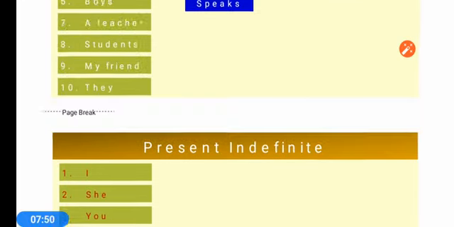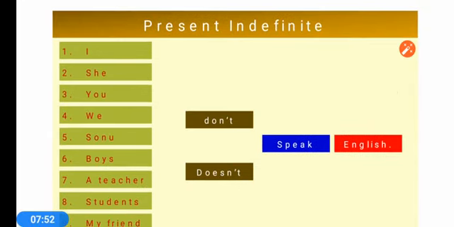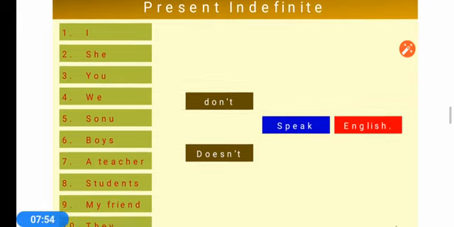Next one I am just giving you for practicing. You have to do that one. Take a few seconds quickly and try to match the answer, what should be the answer. With I, what will be there? With she, you, we, Sonu, boys, teacher, students, my friend, they, what should be there? Shall I match? Okay, let me match.